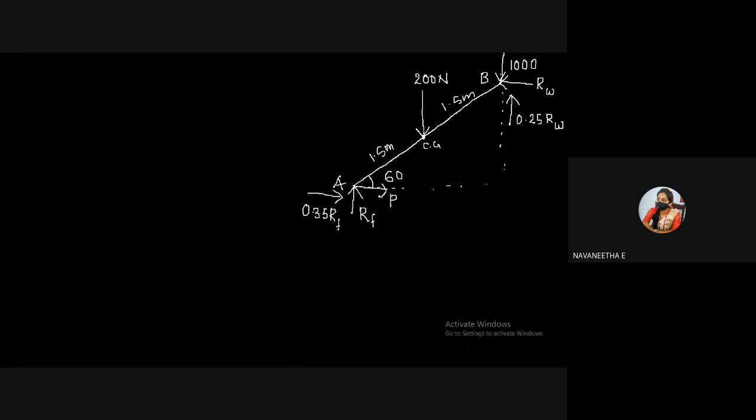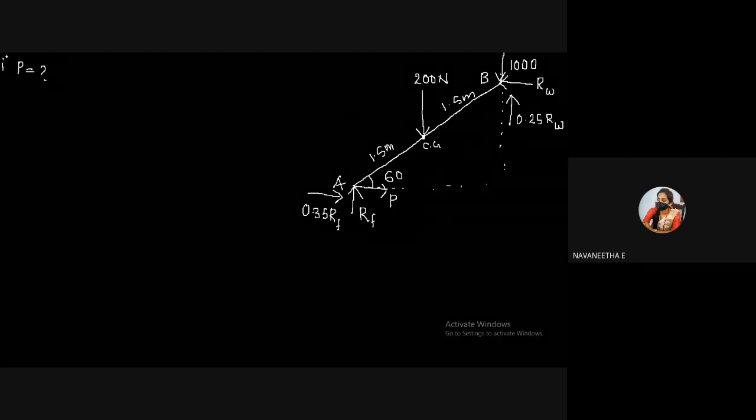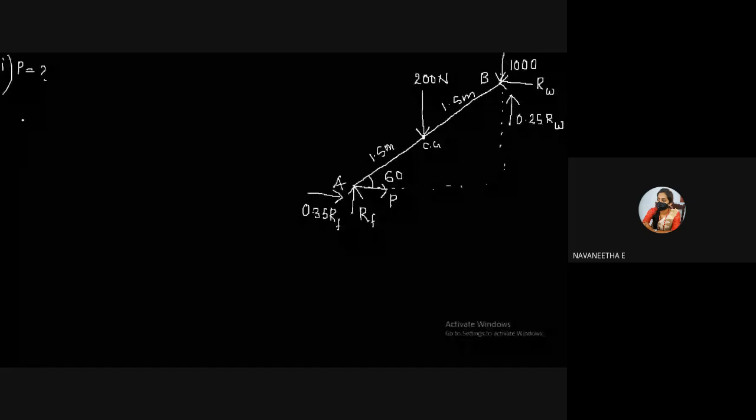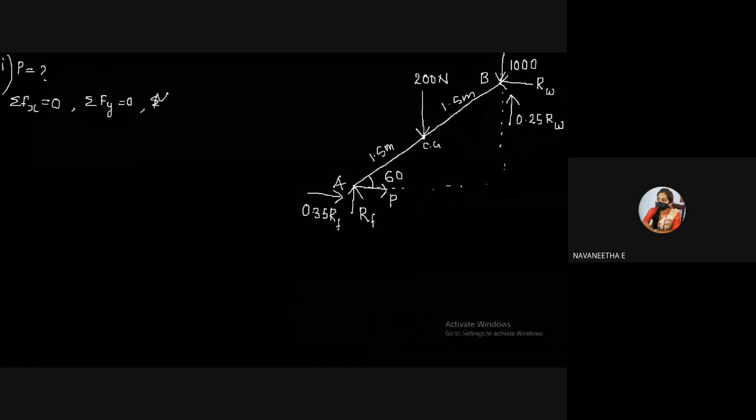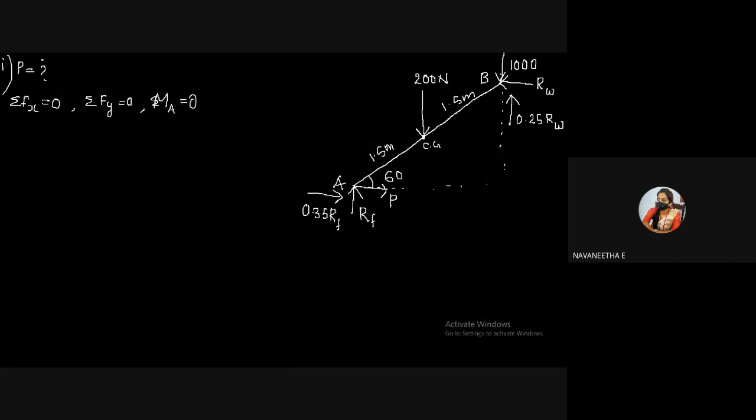So here we have to find this applied force P in order to keep the entire system in equilibrium. The first question is to find P. So I am considering the entire system in equilibrium while applying the force P. In the equilibrium condition, we know there are three conditions: sigma Fx equal to 0, sigma Fy equal to 0, and moment about A equal to 0. I am applying these three conditions to find the applied force P.